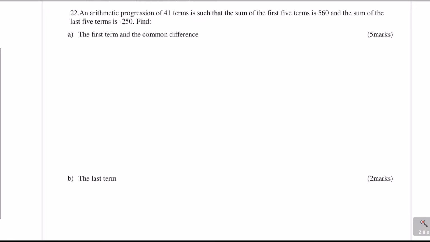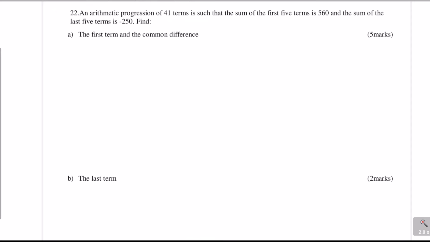Question 22. An arithmetic progression of 41 terms is such that the sum of the first 5 terms is 560 and the sum of the last 5 terms is negative 250. Find a, the first term, and the common difference. The first term and the common difference.